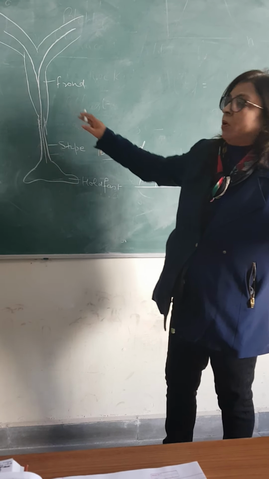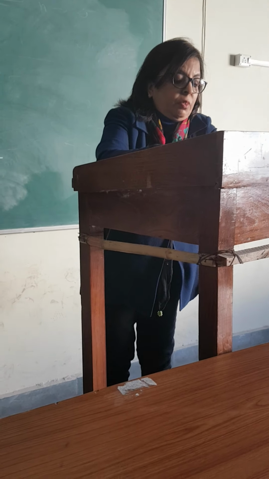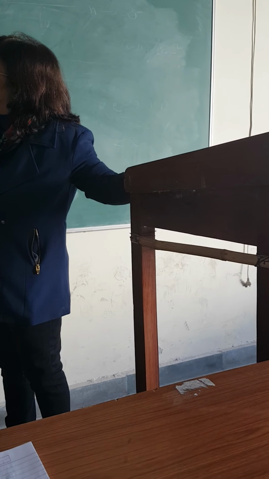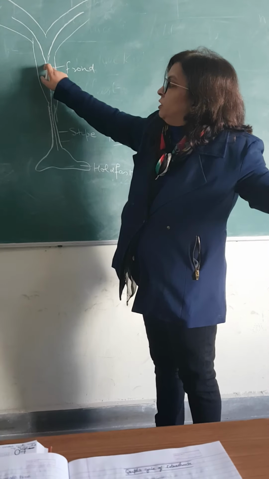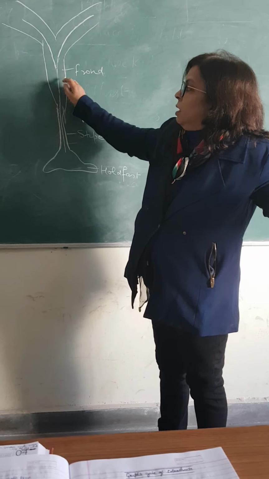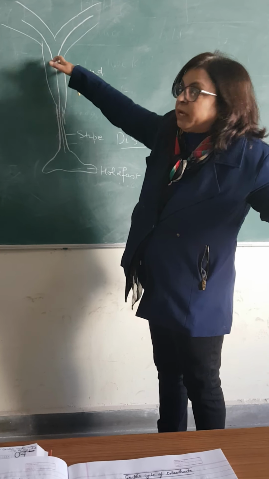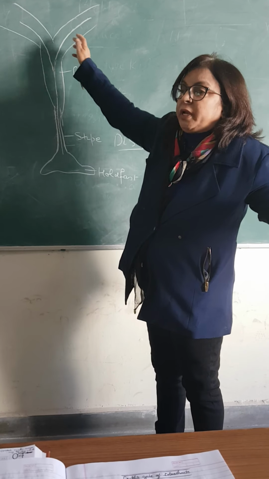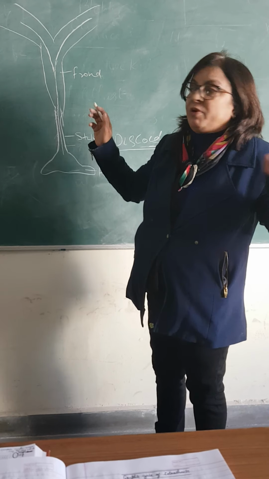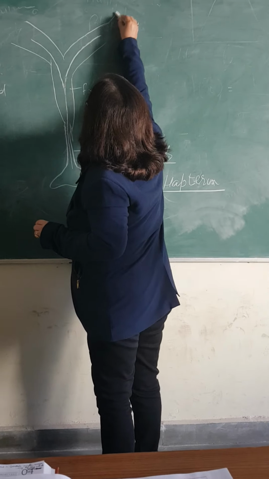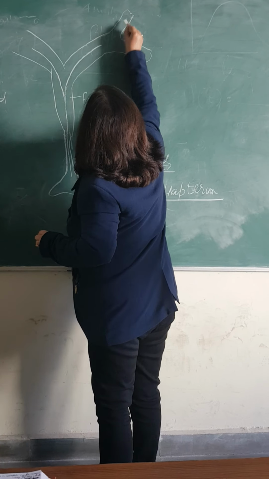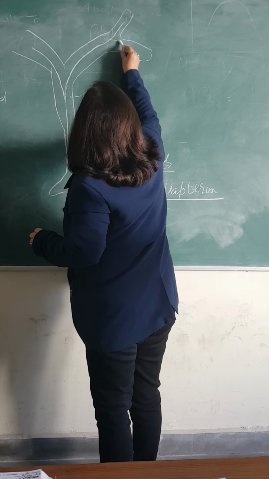Above the stipe we have the frond. This midrib traverses throughout the frond region also, and this midrib is usually forked. As the thallus gets forked and branches, similarly the midrib also gets forked, but the midrib will never reach up to the top. As you can see over here, this again can branch like this.